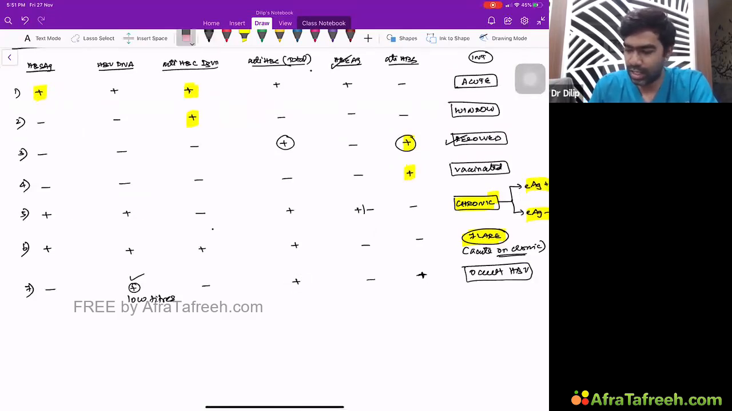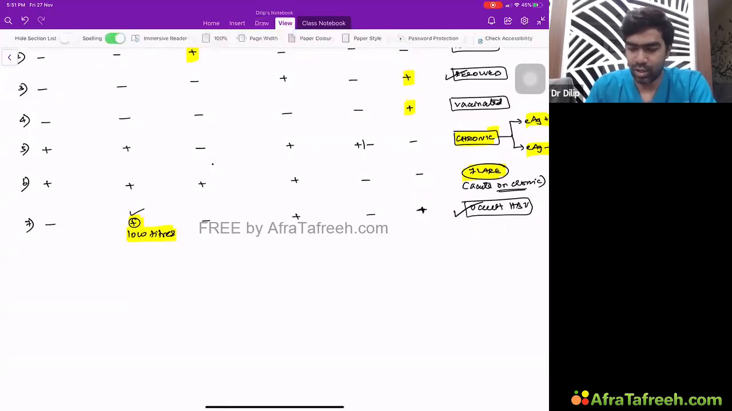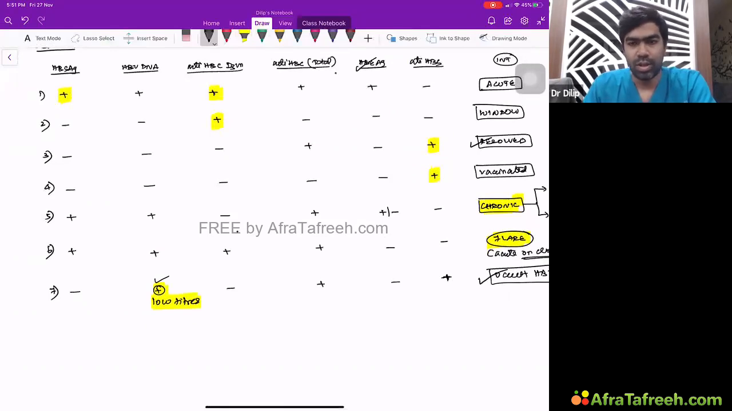But if you see the DNA levels, it might be present at a very low titer. Usually it will be there. DNA will still be positive, still be detected. So that is what we typically refer to as an occult HBV infection. So these are the serologies that you need to know, which is very, very important.